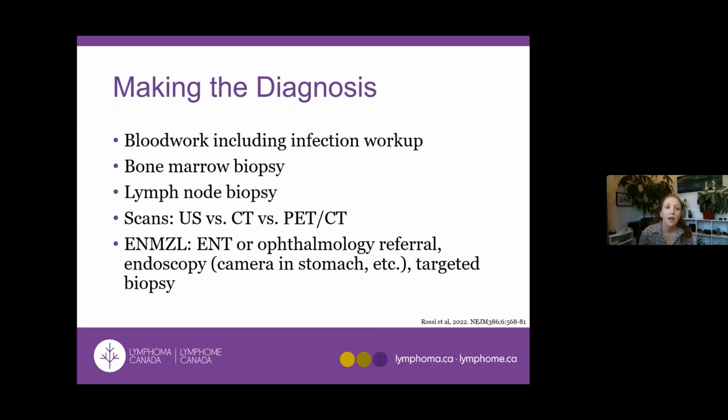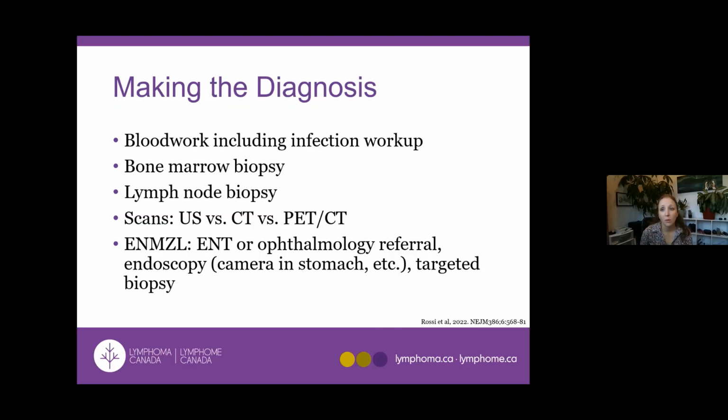When we're talking about scans, there's certain indications for doing an ultrasound, such as if you're following patients over time and you just want to see that their spleen is shrinking. Generally, when these patients are diagnosed, we'd be doing a full body CT scan because we want to see the full extent of their disease.